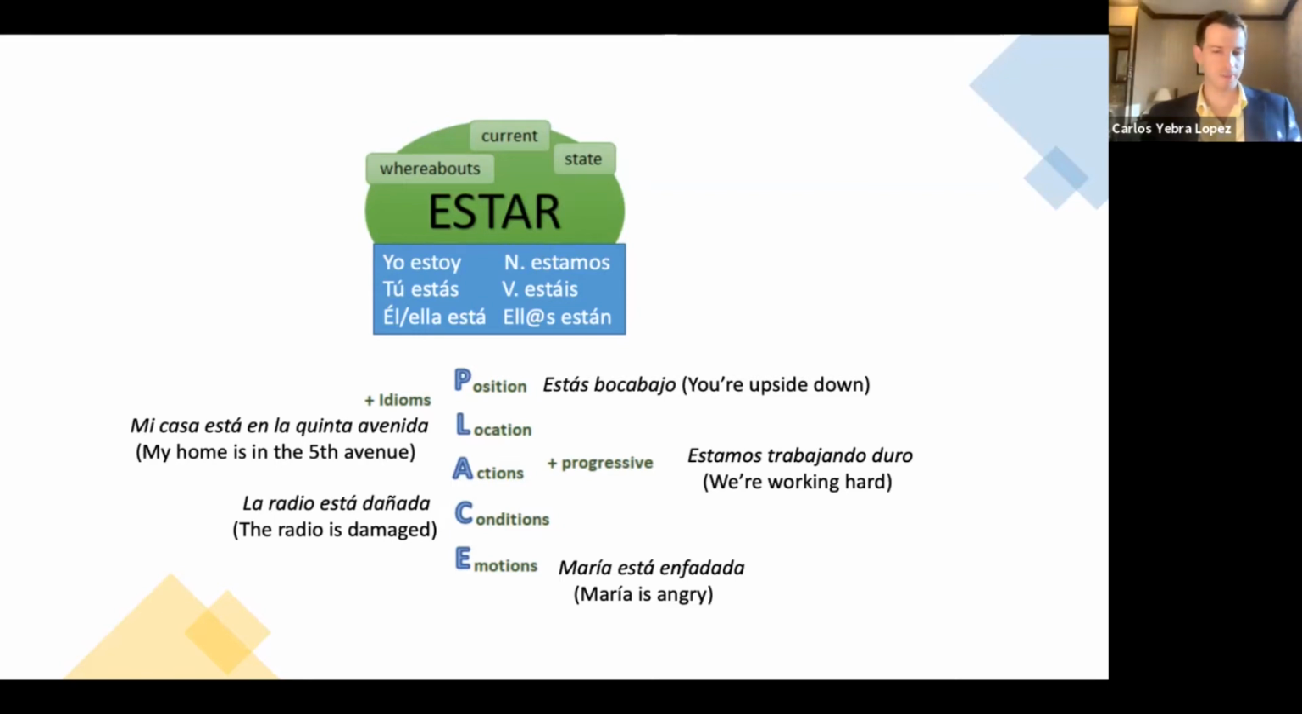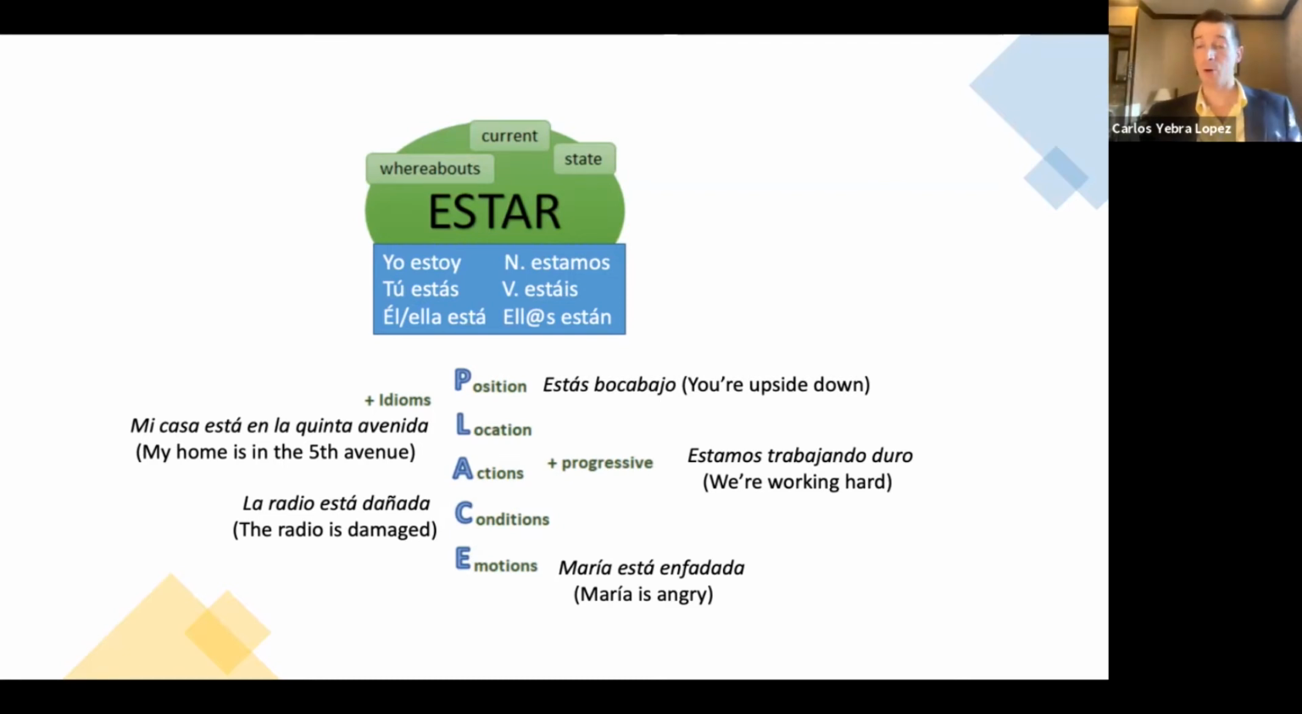Now, conditions. If we want to talk about the condition of something or someone, we also use estar, as in, for instance, the radio is damaged. You can say la radio está dañada. Why? Because you're referring to the condition of that particular object. And again, conditions are typically transient, temporary, they change. The radio in this case wasn't always already damaged. Putatively, supposedly at some point it wasn't damaged and now it's damaged. So that's why we express its current state with the verb estar.